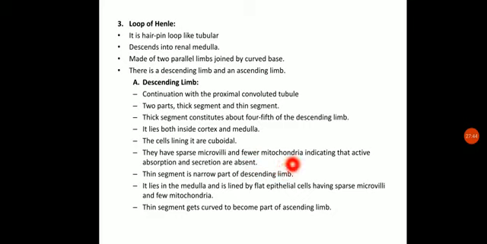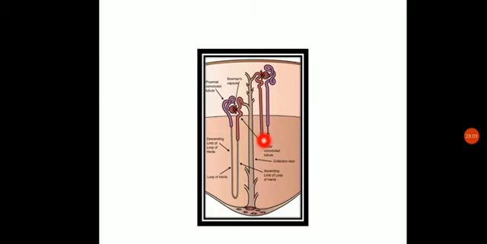This part of the thick segment is comparatively narrow in nature. It lies in the medulla and is lined by flat epithelial cells having sparse microvilli, as we have already seen. This segment gets curved afterward to become part of the ascending limb.